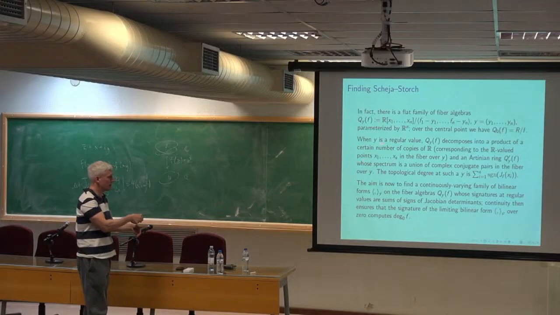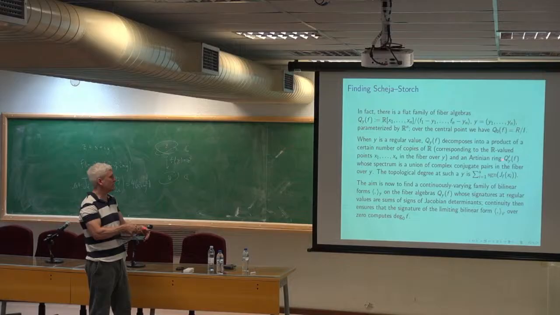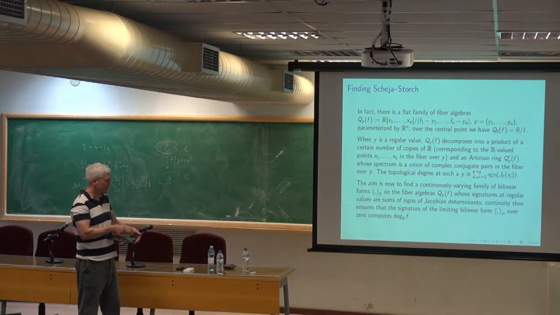Now the idea is that whenever the point y is a regular value, the associated local algebra is just going to decompose as a product of a certain number of copies of R corresponding to the real valued points in the fiber, together with an Artinian ring whose spectrum is just a union of complex conjugate pairs that you see in the fiber when you complexify. So the topological degree at that regular value is just the sum of the signs of the Jacobian determinants in the R-valued points of the fiber.